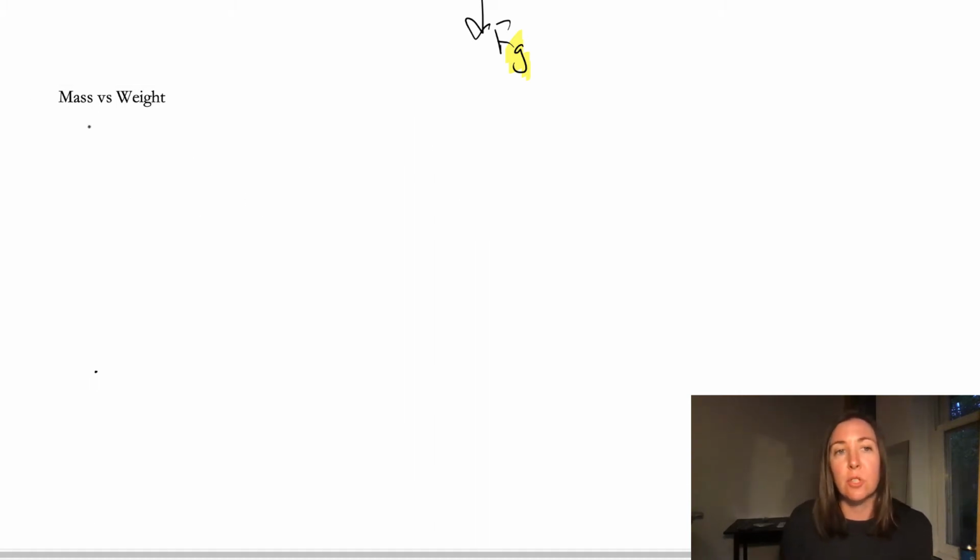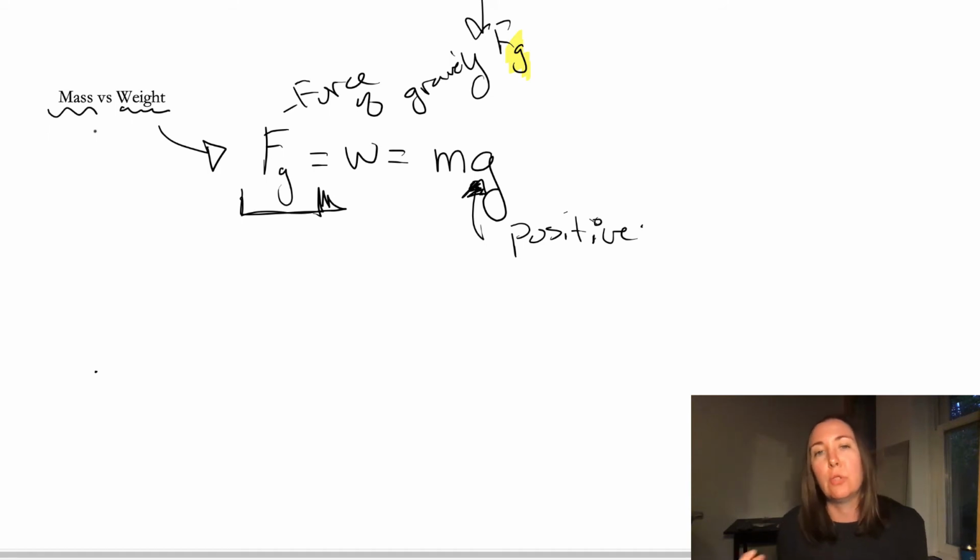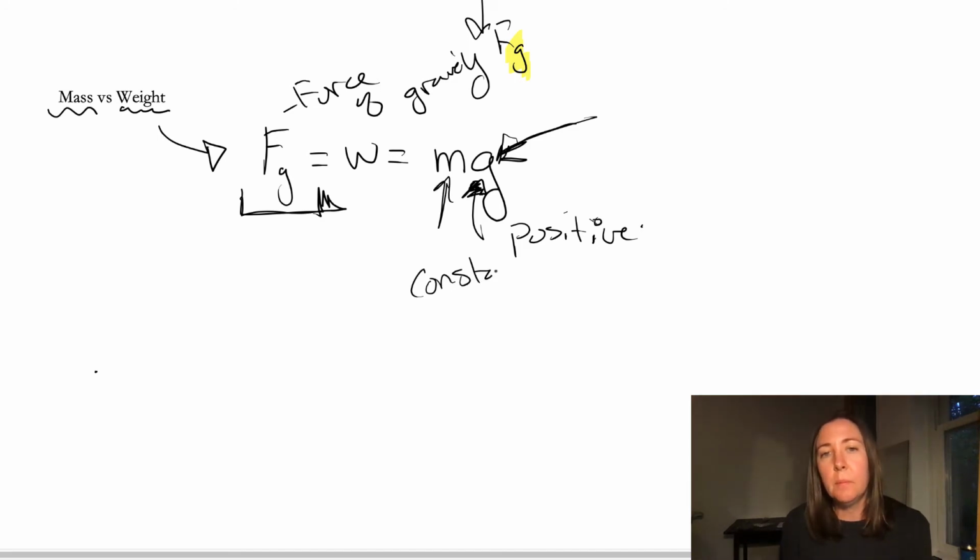The mass never changes, but the weight will change. If I went to the moon, the gravitational field strength, g, would change. That would change my weight, but my mass never changes. So mass is constant. Weight depends on g.